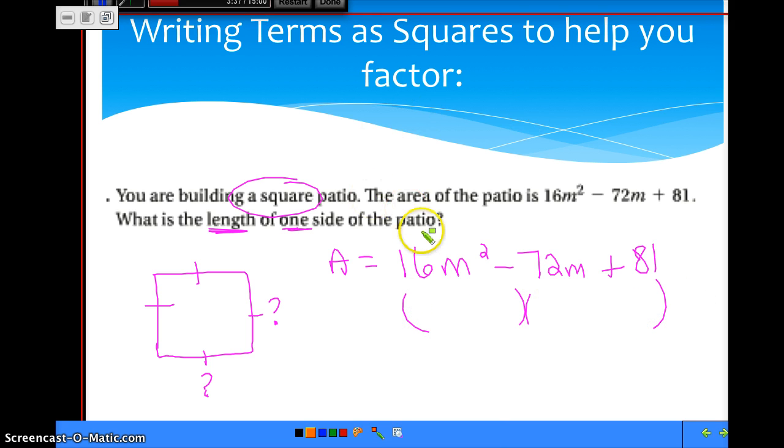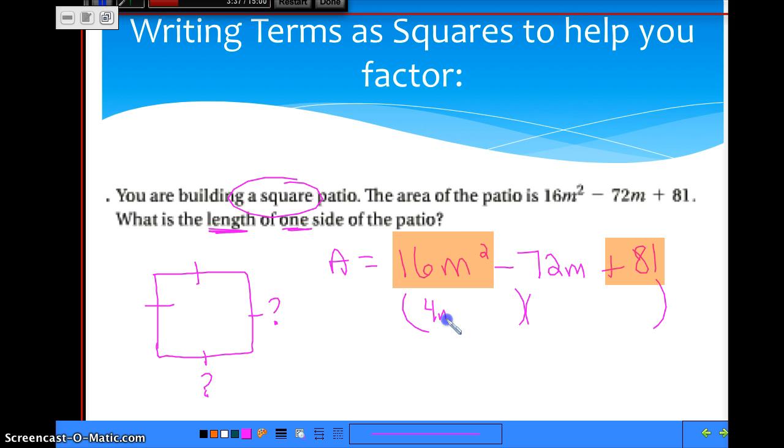Notice that the first term is a perfect square and the last term is a perfect square. If you notice that, then just take the square root of each. The square root of 16m squared is 4m, and the square root of 81 is 9. I need same signs to get to a positive, so because the middle term is a negative, I have to pick the minus minus.